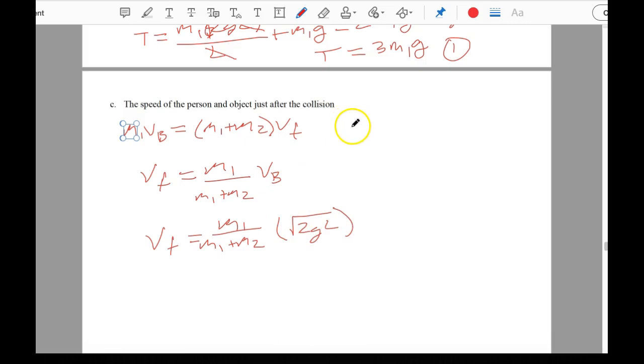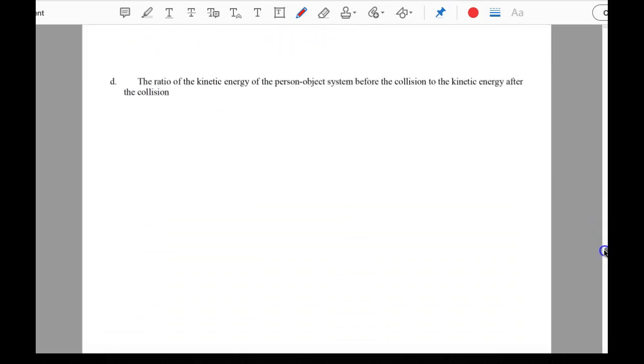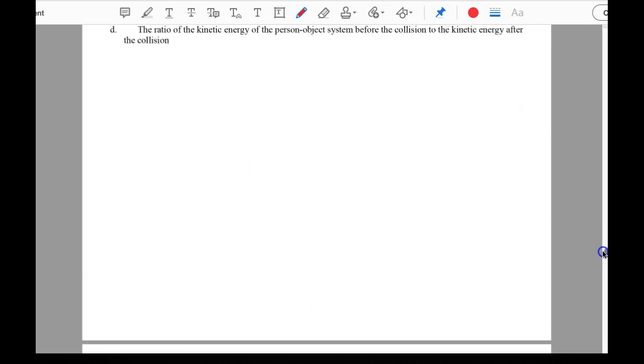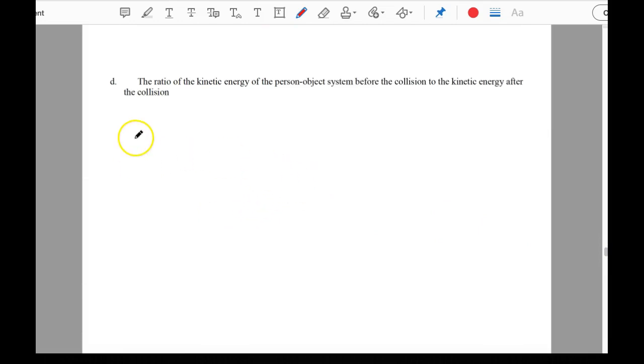So anyway, 3 points there, so 1, 2, and 3, and that is letter C. For the next part, this is letter D. They want us, in letter D, to find the ratio of the kinetic energy for the person-object system before the collision to the kinetic energy after the collision. So we'll do all that in this little space here.